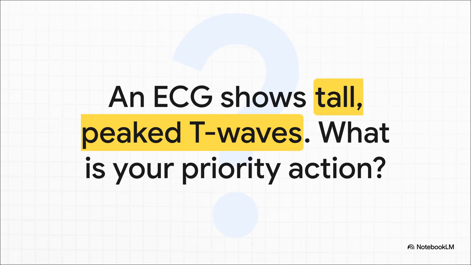Okay, let's wrap this up with a quick challenge, just like you'd see on the exam. A patient's ECG shows tall, peaked T waves. You immediately recognize this as hyperkalemia. So based on everything we just covered, what is your #1 priority action? If you said place the patient on a continuous cardiac monitor, you are absolutely right. With hyperkalemia, protecting the heart is always the top priority.